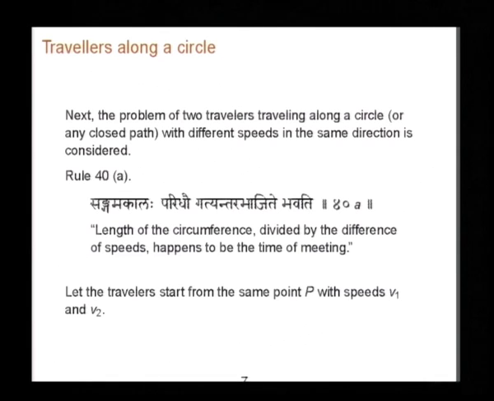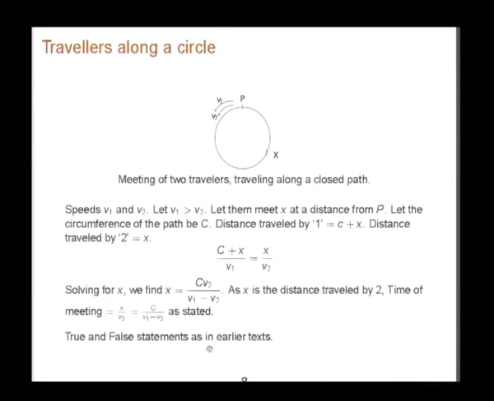Then traveling along a circle. Suppose two people are traveling in a circle like this. When do they meet? Suppose they start with different speeds v1 and v2, with v1 greater than v2. Let them meet at a distance x from p. The person traveling fast would have completed one circle and then extra, and the second person will be meeting here. The distance traveled by the faster one is c plus x, and the distance traveled by the other is x. So c plus x by v1 is x by v2. Solving for x, we get x equal to c v2 by v1 minus v2, and the time of meeting is c by v1 minus v2.